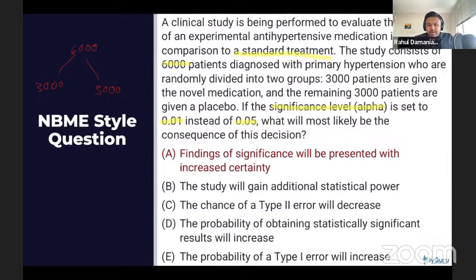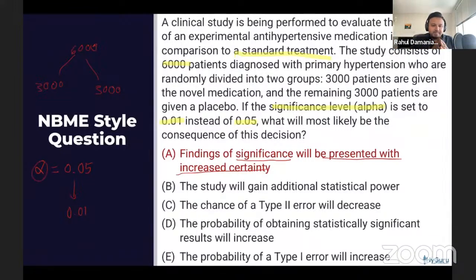All right, so the best answer is going to be A. Findings of significance will be presented with increased certainty. Recall that alpha is the probability of making a false positive. And remember that when the alpha was 0.05, the way you conceptualize it is you say there is a 5% chance that the observed difference between standard and control is due to just fluke or chance. But then when you say, wait a second, now there's only a 1% chance that this happened out of randomness, you are going to have increased significance. And that's what the alpha level is.